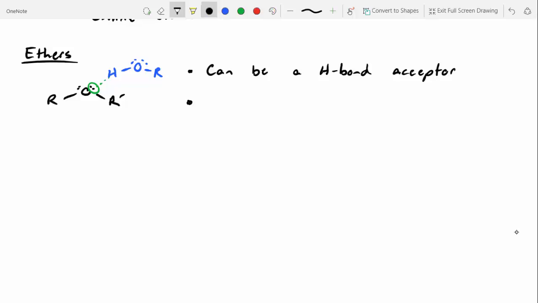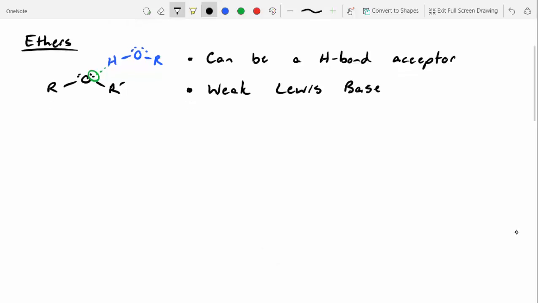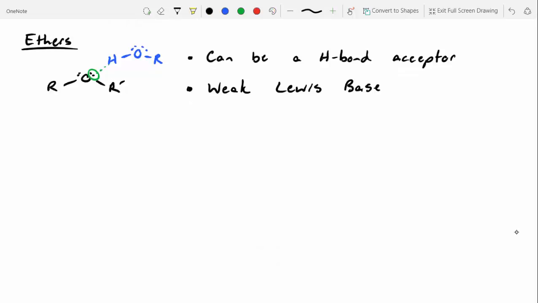Another nice thing with ethers is that they're weak Lewis bases. What does it mean if something's a Lewis base? You guys are tired today. What does a Lewis base do? It doesn't donate protons, it doesn't accept protons. In this case, it stabilizes the Lewis acid by the donation of electrons. Specifically, that green lone pair I circled, that can coordinate to a Lewis acid like a metal.